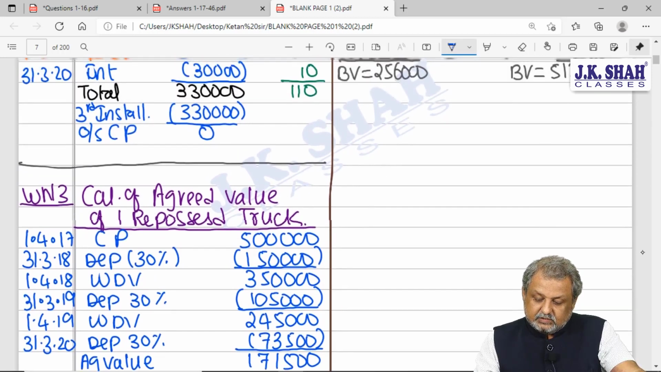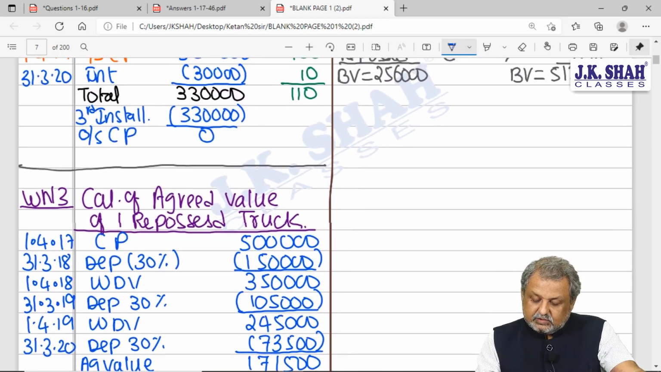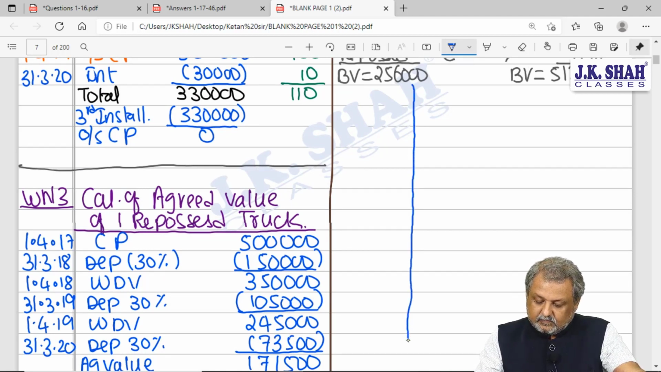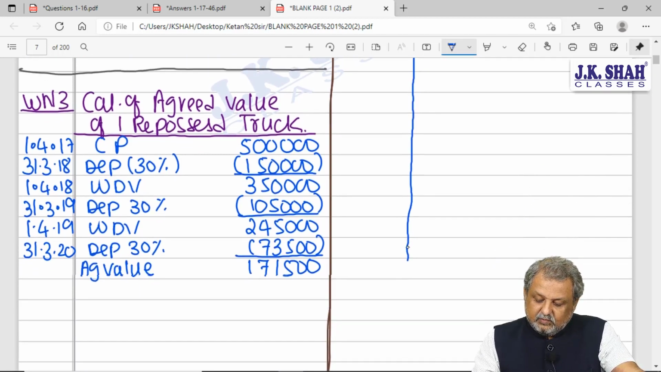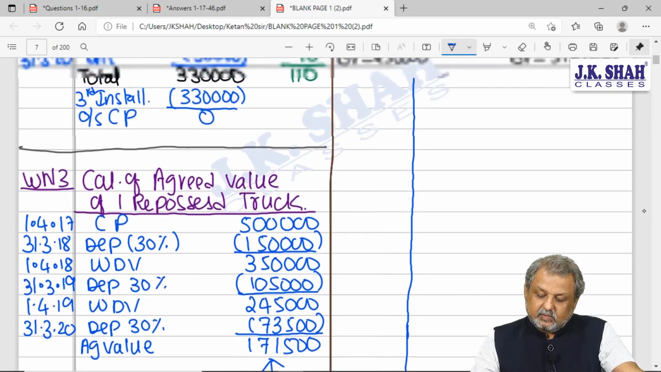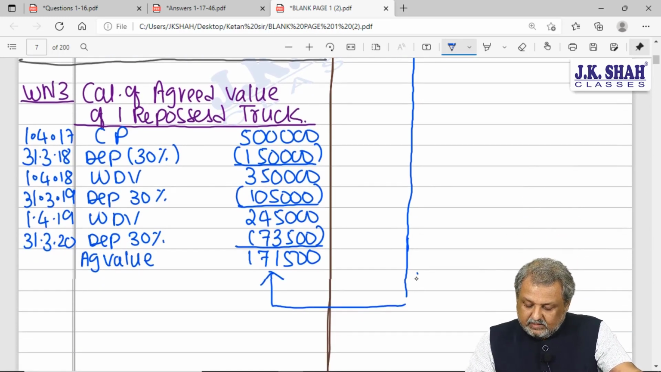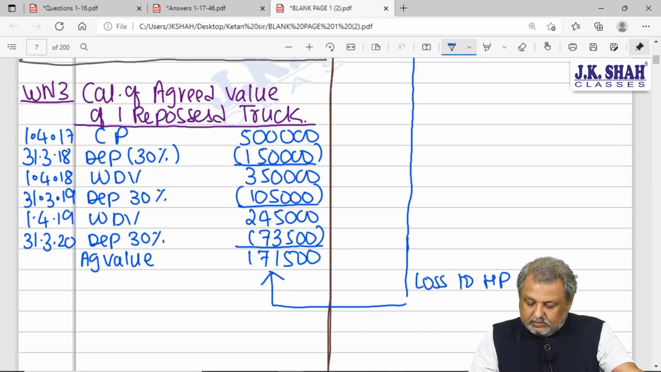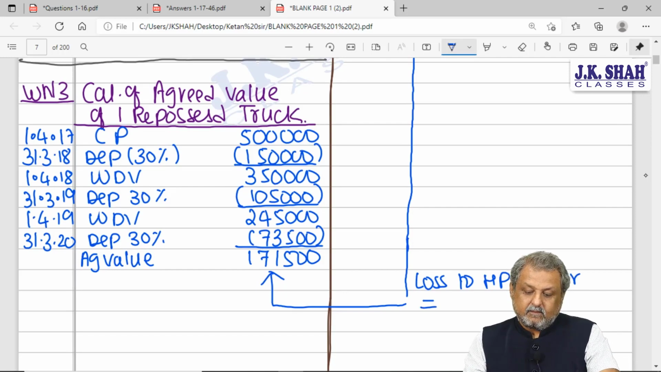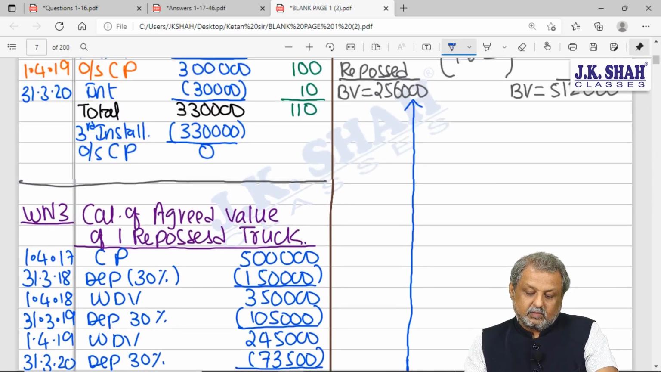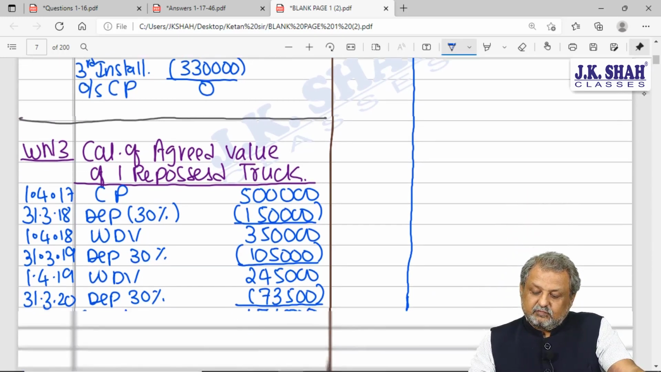So as far as the HP buyer is concerned, book value is 2 lakh 56. But agreed value is 171,500. So how much will be lost to buyer? Lost to HP buyer: 2,56,000 minus 171,500, 84,500.